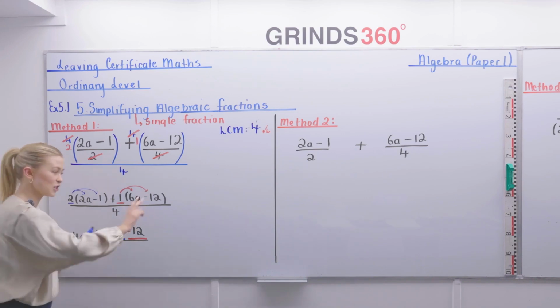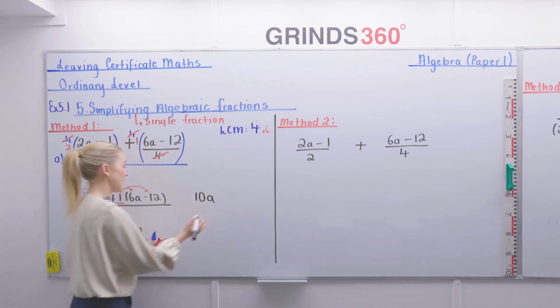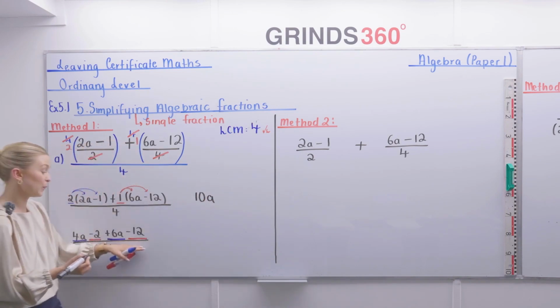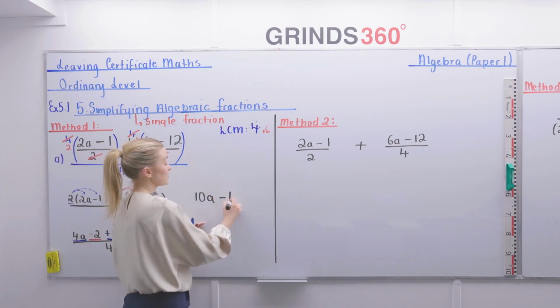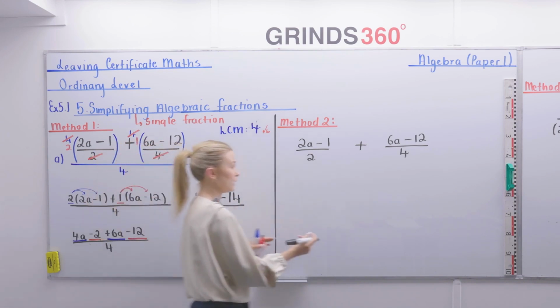Running out of space, I might just come over as far as here, guys. I can put a line in a second. That is going to leave me with 10a, and minus 2 minus 12 is going to leave me with minus 14. Again, this is all over my denominator of 4.